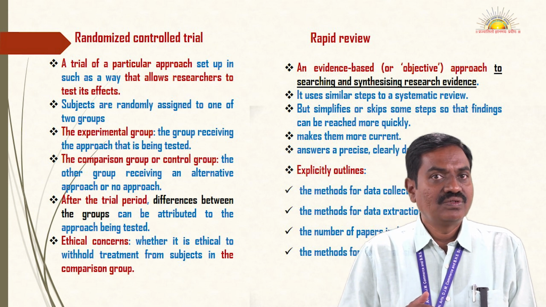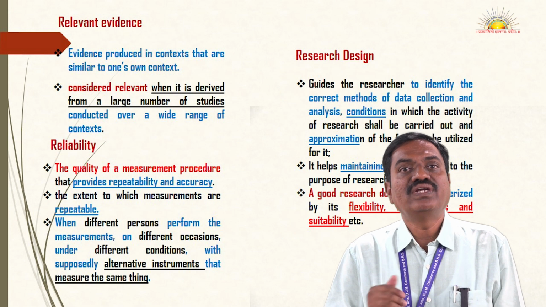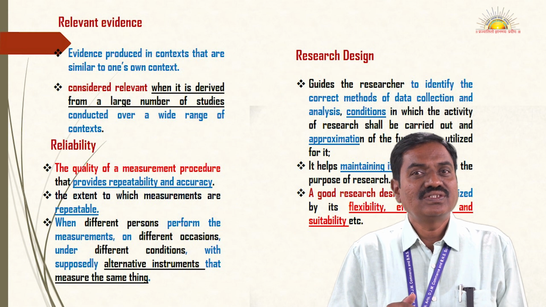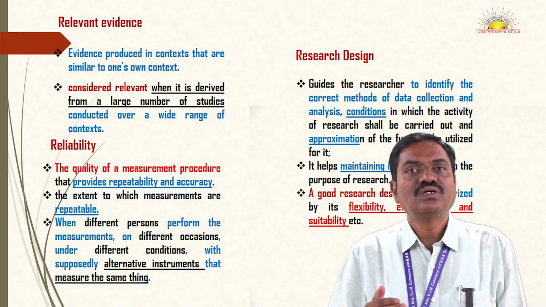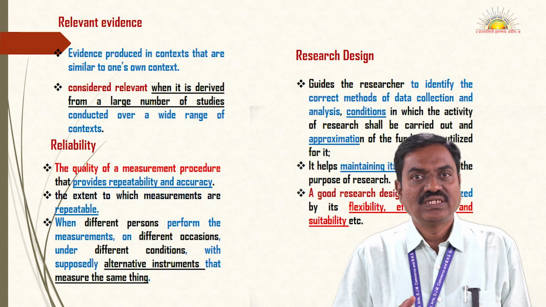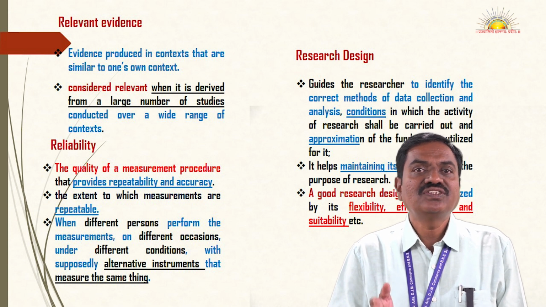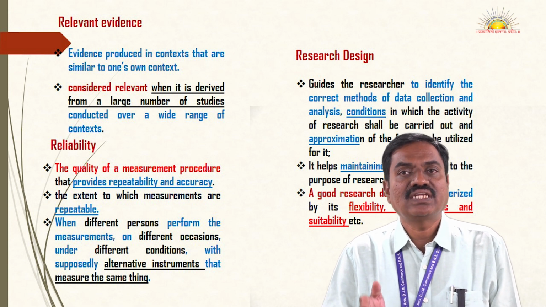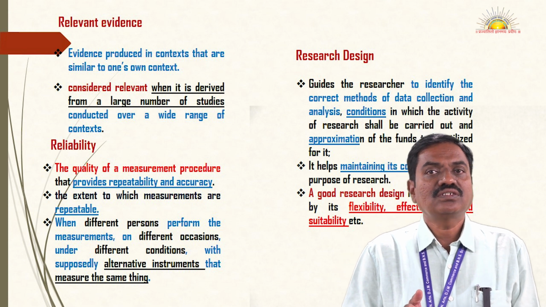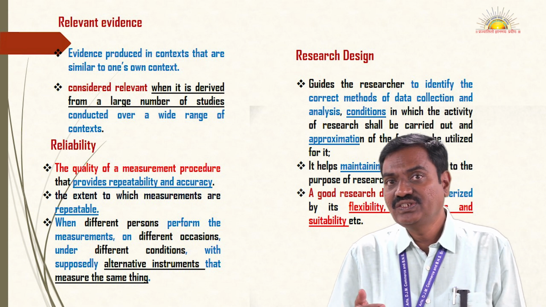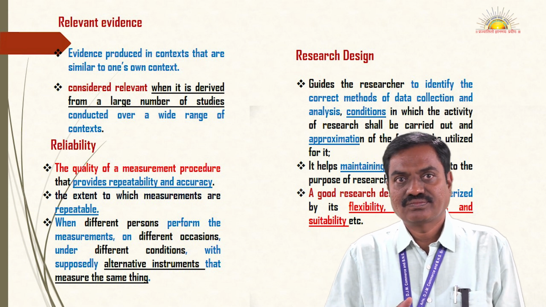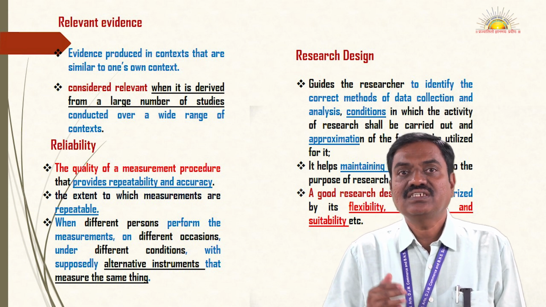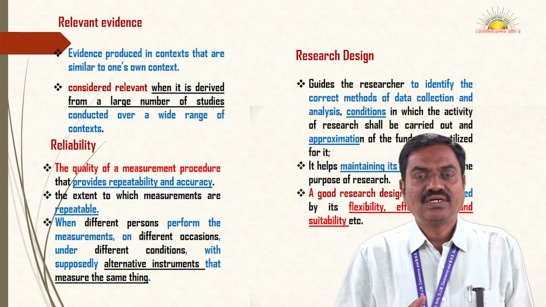The next term is relevant evidence. Relevant evidence is evidence produced in contexts that are similar to one's own context. Evidence can also be considered relevant when it is derived from a large number of studies conducted over a wide range of contexts. The next term is reliability.